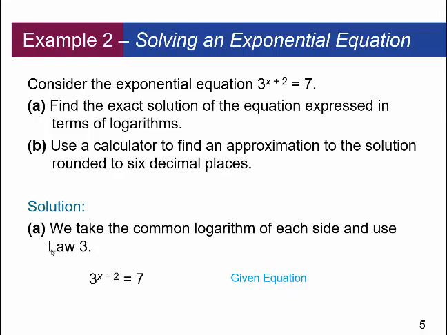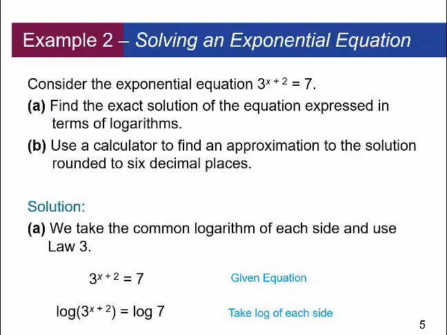So we're going to take a log of each side. The reason is, if you remember law 3, it allows us to bring the exponent down. Whenever you see log by itself, remember that's log base 10. So I now have log of 3^(x+2) equals log 7. You can do that because you're still maintaining equality. If you take the log of one side of the equation, you just do it to the other.